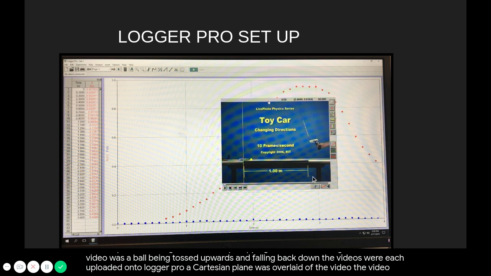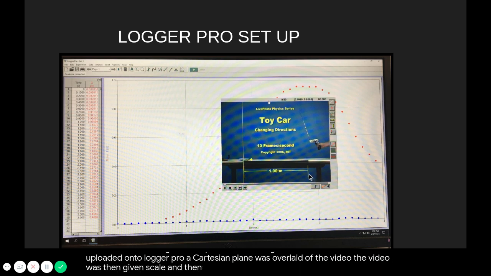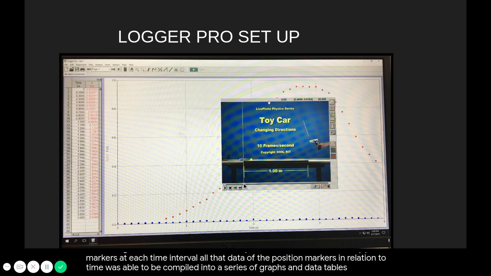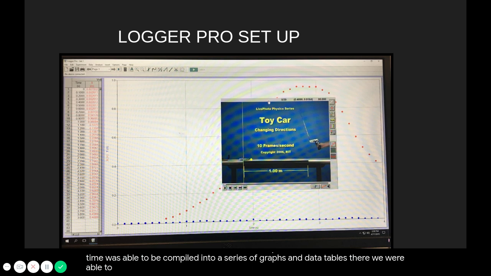The video was then given scale and then slowed way down so we could accurately punch markers at each time interval. All that data of the position markers in relation to time was able to be compiled into a series of graphs and data tables. From there, we were able to understand things like velocity and speed, position, and time as related to motion of these two objects.